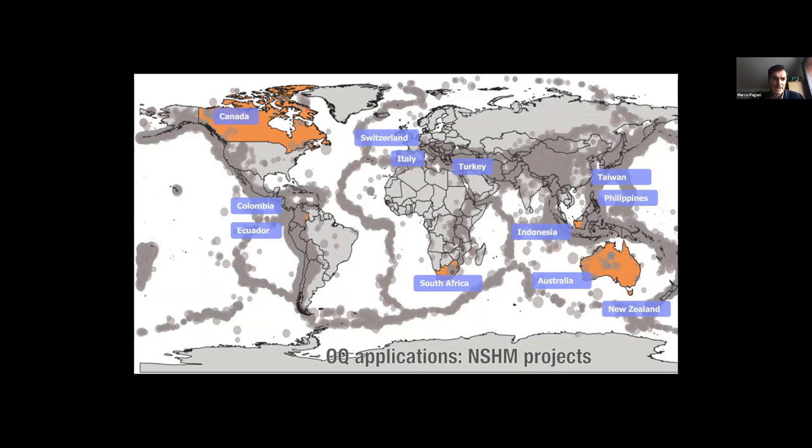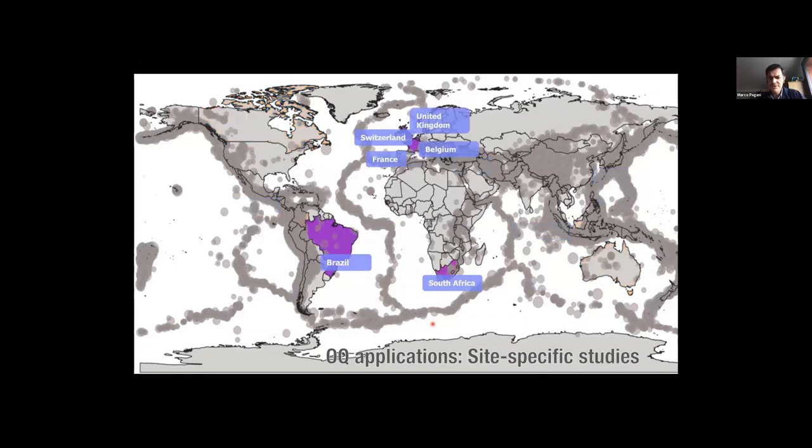So starting from Canada in the top left part of the slide, they actually released the latest version of their national hazard model a few days ago. Going to the bottom right in New Zealand, they recently started a new project for updating their national hazard maps, where the OpenQuake engine is also used in combination with OpenSHA. And we also have a few cases in which the OpenQuake engine was used for site-specific studies. Here you can see countries where the engine was used either as a primary code for calculations or a code for performing verifications.